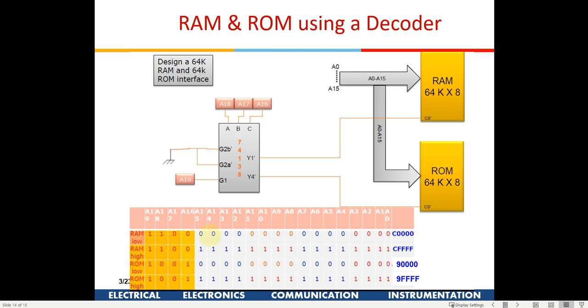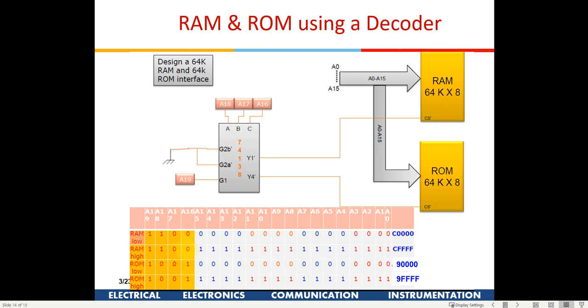Firstly, for the first 64K we are starting with 0000 here, and till A15, so 16 bits are required for 64K. So we have taken 00 here and we have put all ones here. So this range is going to give me 64K. Then again I have taken 000 here and I have put 111 here. So this is going to be another 64K.